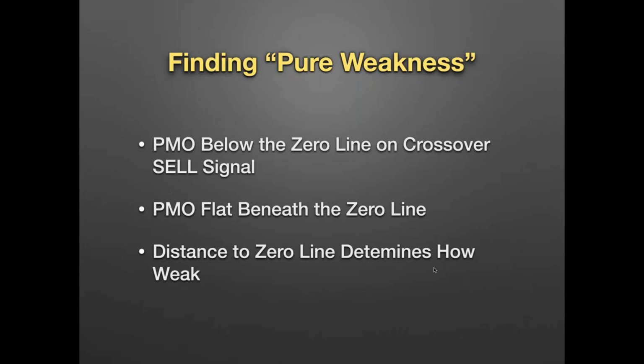Okay, so if you have the PMO well below that zero line, you know there's pure weakness. And if it's closer to the zero line, then it's showing weakness, but maybe it's not pure weakness. It's just diminishing weakness, or maybe an increase in some weakness.